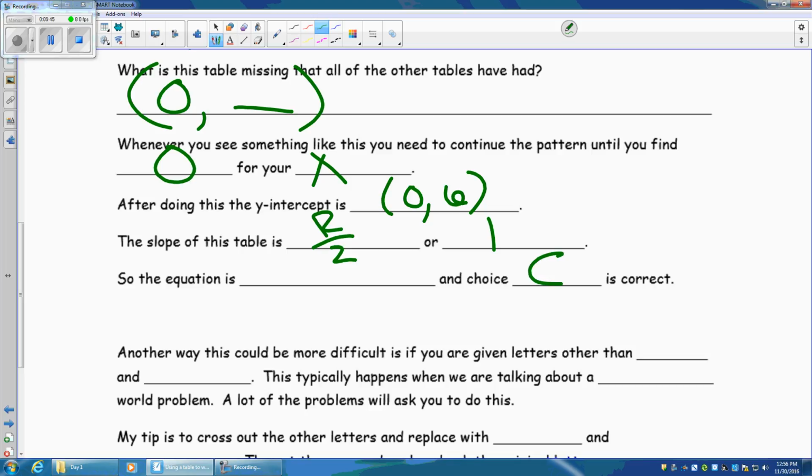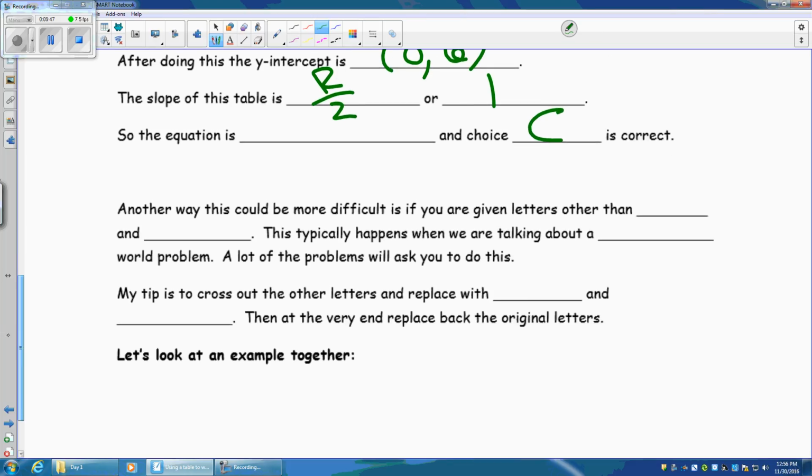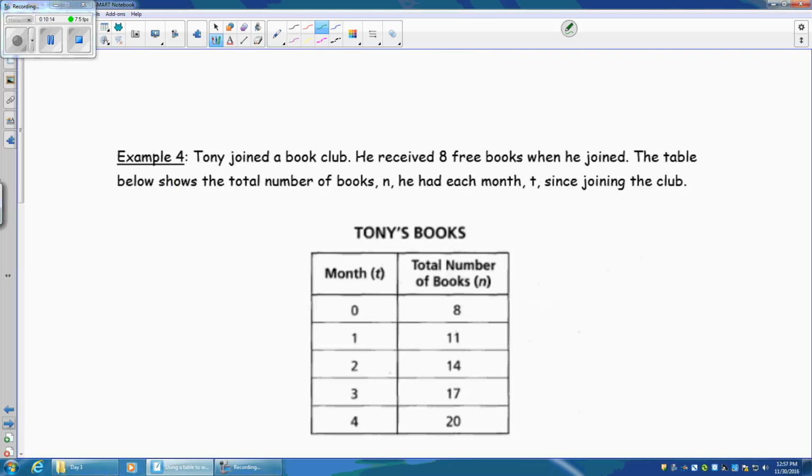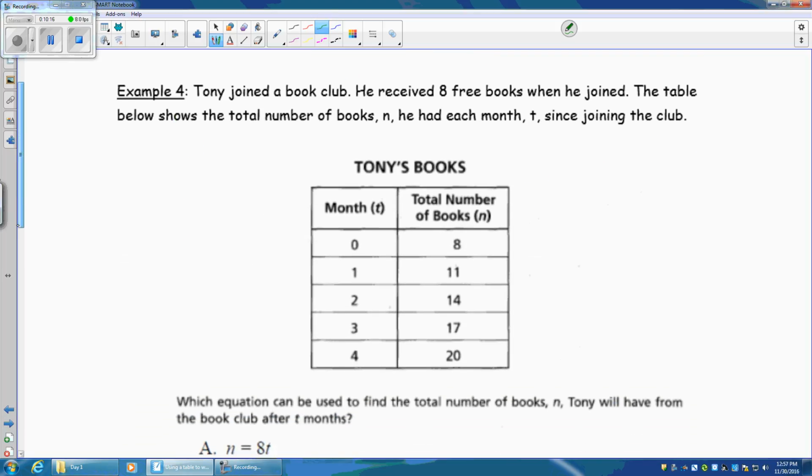Another way that they could make this more difficult is if they give you letters other than x and y. Now it's super easy if it's multiple choice, but it's a little bit tougher when you have to do a show your work or extended response question. They usually do this when we're talking about a real world problem, like the next one is going to be. My tip to you when you have something like that is cross off the other letters and replace them with X and Y. So if we look at the next page, they're talking about this dude Tony and his books.